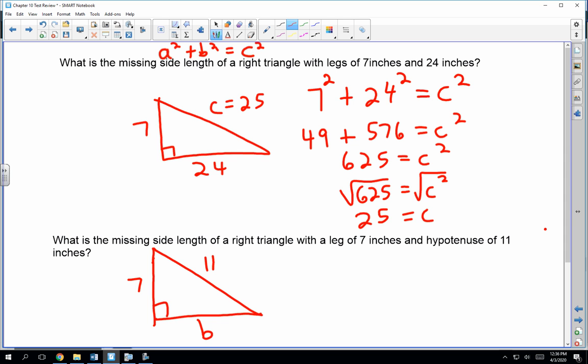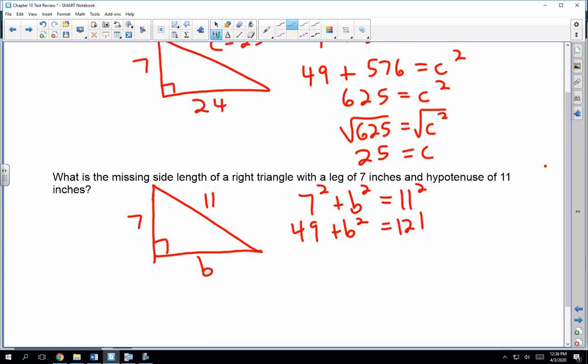All right, the second one on here looks a little different. We're going to put the 7 in for A. We don't know B, and we do know C. So we're still going to square each of these numbers. But then when it comes to the algebraic process of solving, instead of adding the 2 numbers, A squared and B squared, and then taking the square root, we're going to have to subtract the 1 term over to the other side, or from each side. And so I have b squared equals whatever 121 minus 49 is. And that ends up being 72.